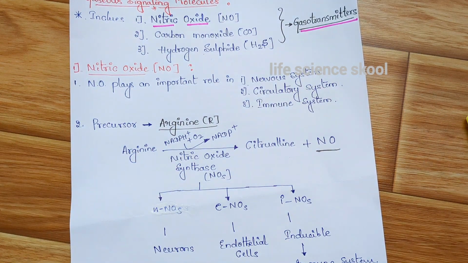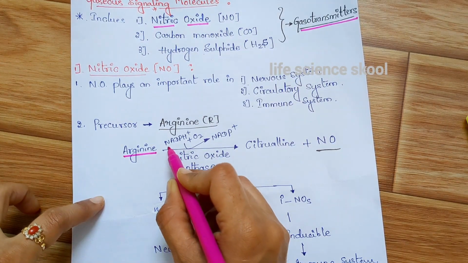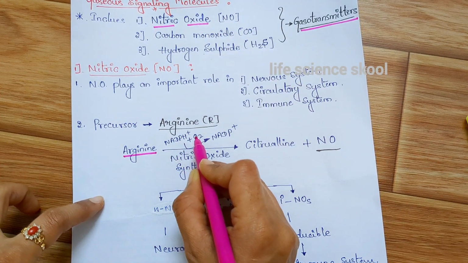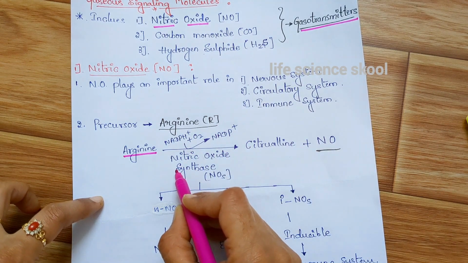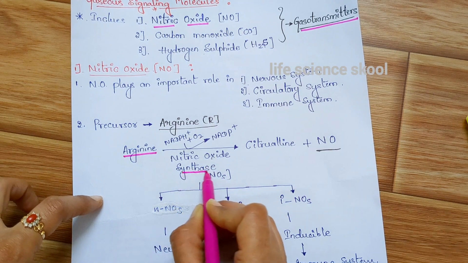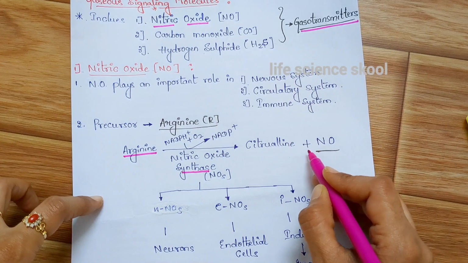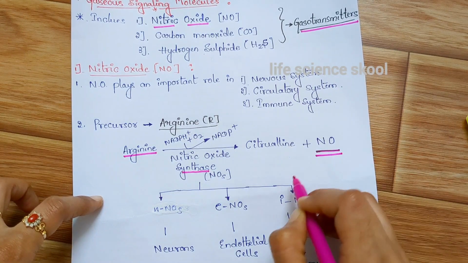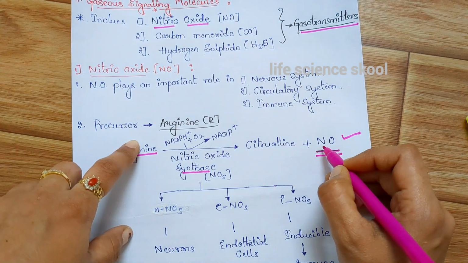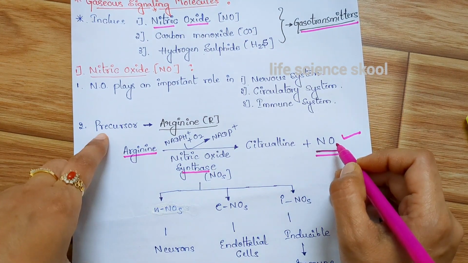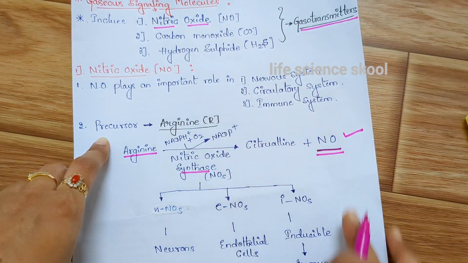If you look at the reaction over here, arginine, with NADPH plus O2, releases NADP plus in the presence of an enzyme called nitric oxide synthase. Nitric oxide synthase produces citrulline and NO, that is nitric oxide, the major reaction. So arginine is the one which produces nitric oxide. That's why the precursor of nitric oxide is arginine. Very important, one more question you should remember.